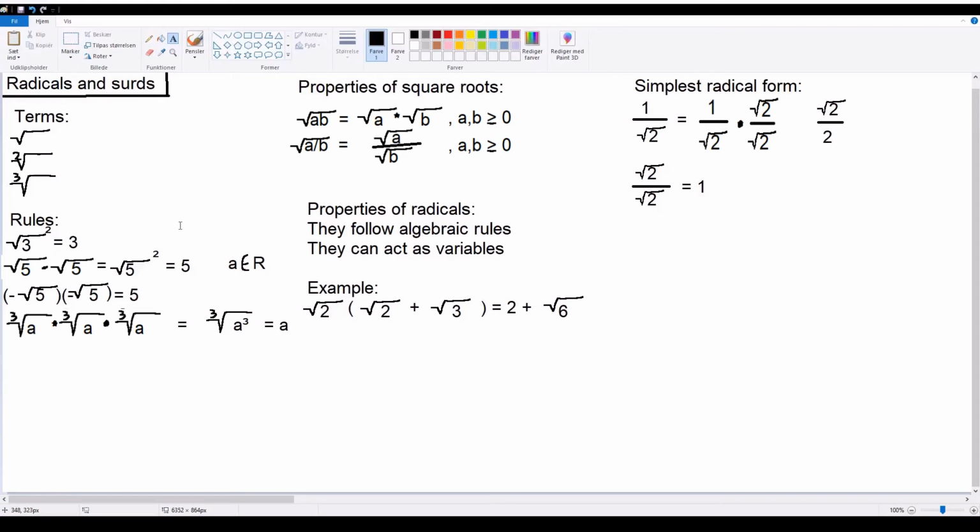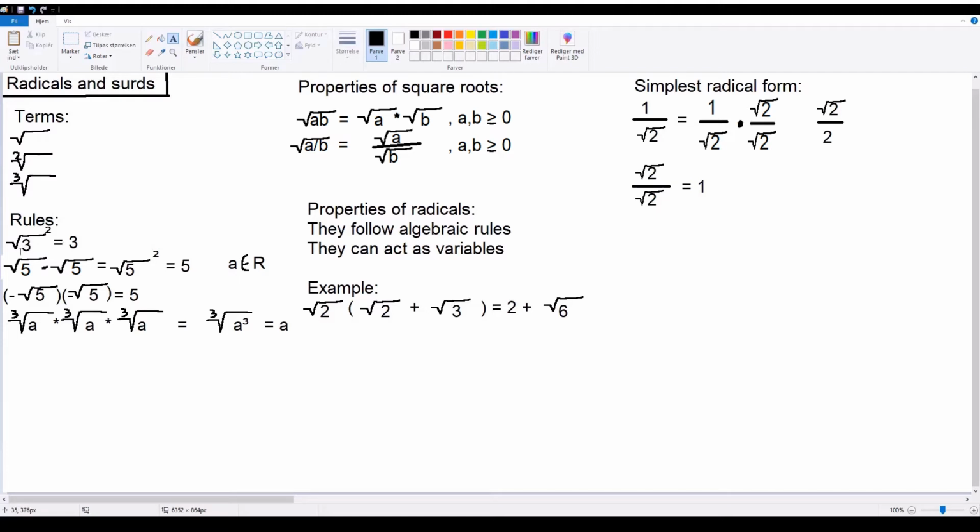So now for radicals and surds. To start off with, we're going to have to cover some terms. This here is the radical. This here, the number above the radical is the degree, and the number which is underneath the radical is the surd.